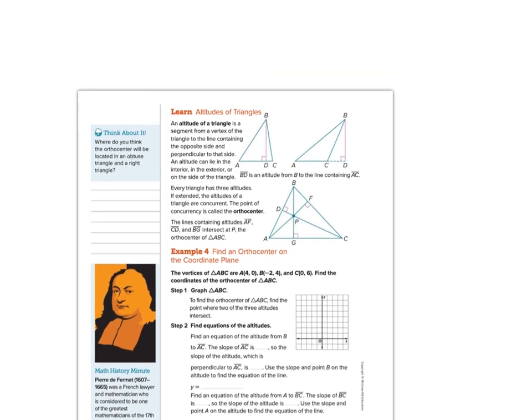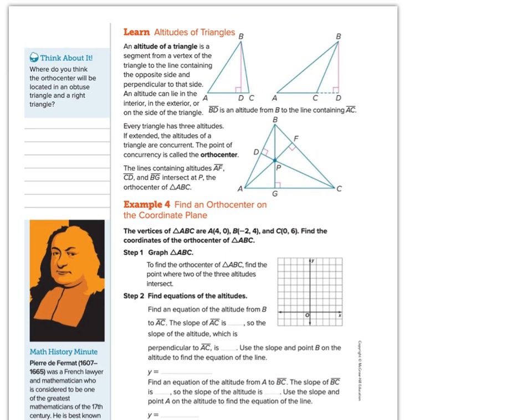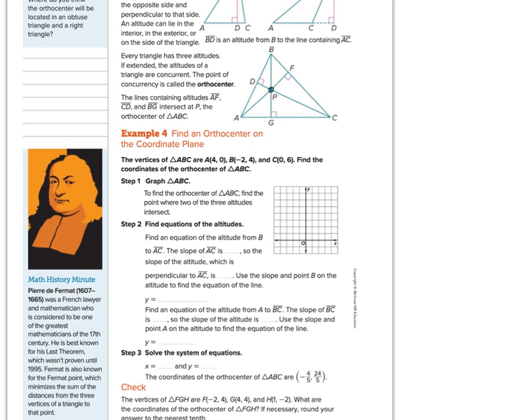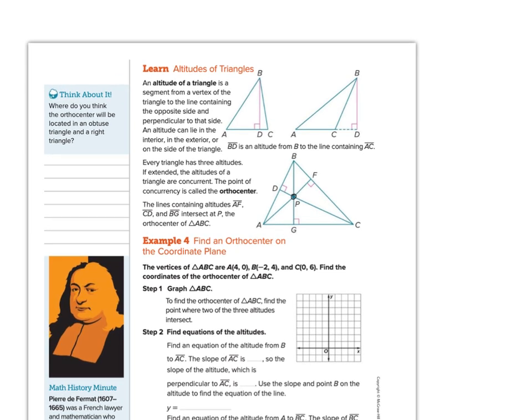So we're going to go ahead and talk about altitudes. Altitudes are going to be the height of the triangle. They intersect at the orthocenter. There are 3 altitudes intersecting at the orthocenter. An altitude is a segment from a vertex of the triangle to the line containing the opposite side. That tells me the height of my triangle. The altitude does not have to be inside the triangle. The height is the perpendicular distance from the vertex to the opposite side.